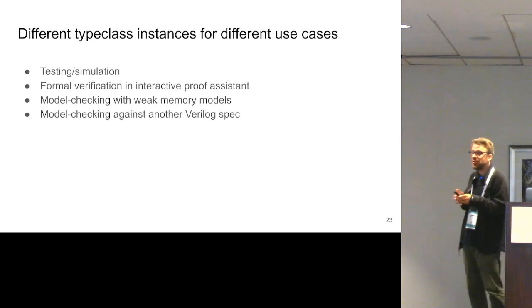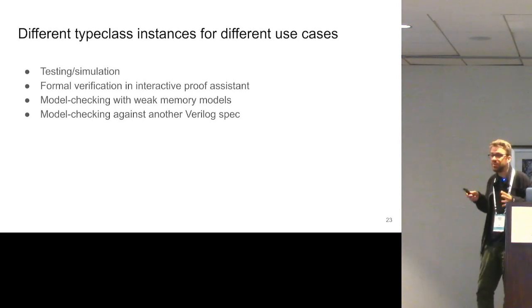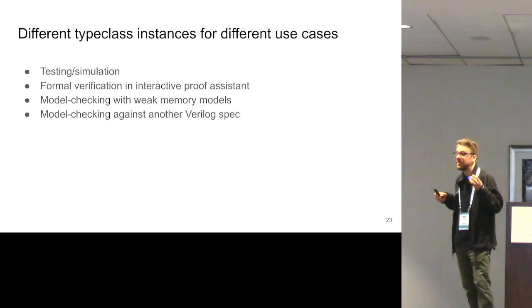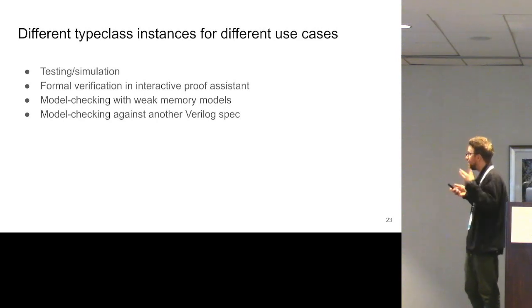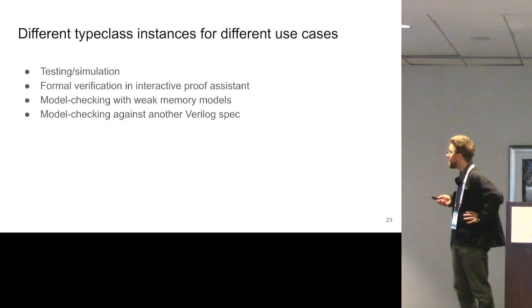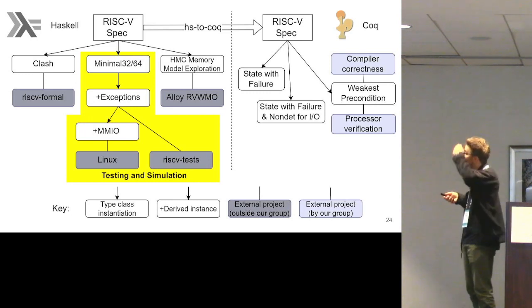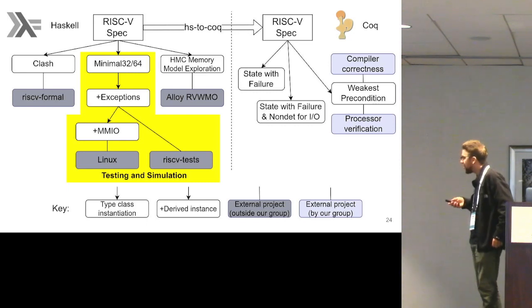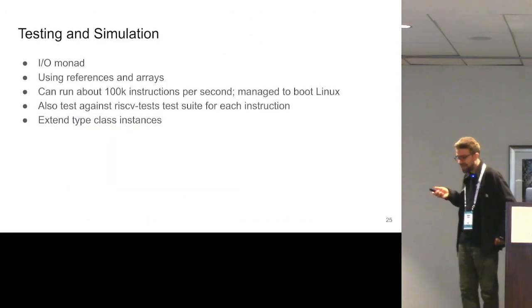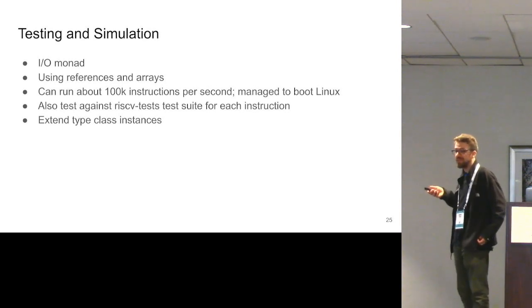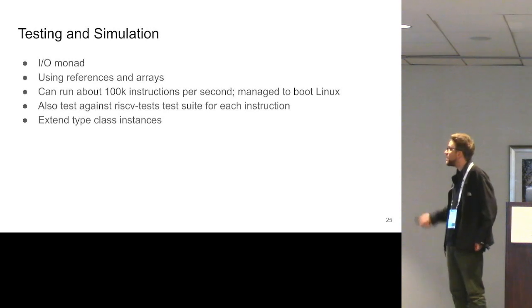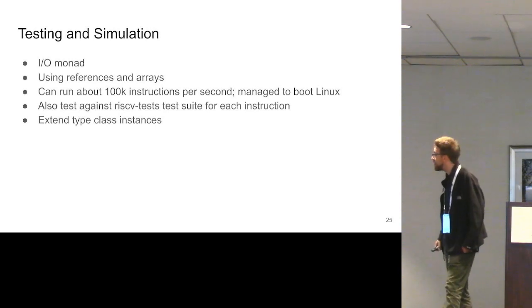Now I want to go through a few different use cases, and for each of them show you how we instantiated this RISC-V machine type class with an instance tailored for that use case. These are the use cases that I will go through. Expressed on this diagram, I will start with testing and simulation. It's fairly standard things. We instantiate the monad with the IO monad. We use references and arrays because we want to be reasonably efficient. With that, we managed to run at about 100K instructions per second.